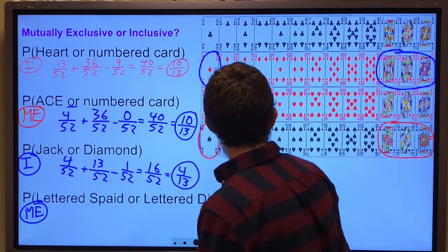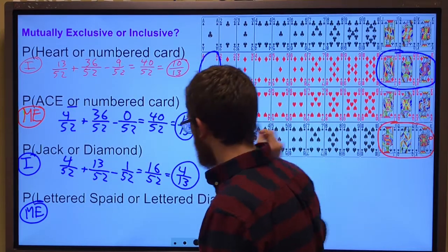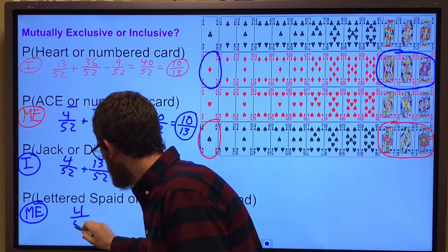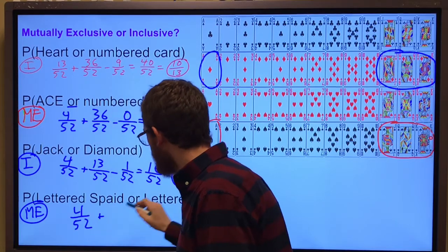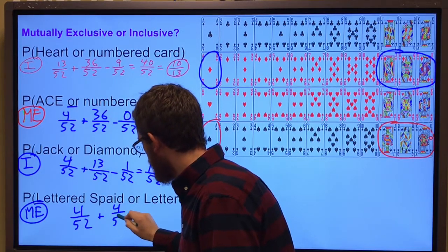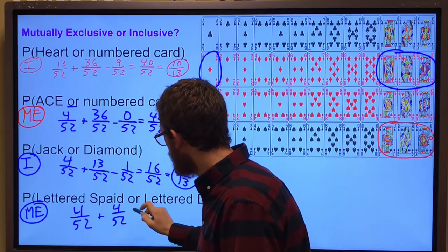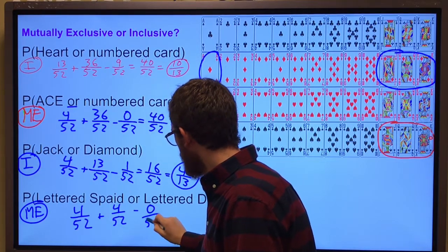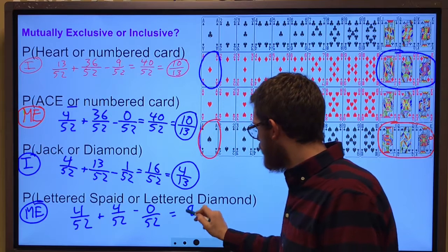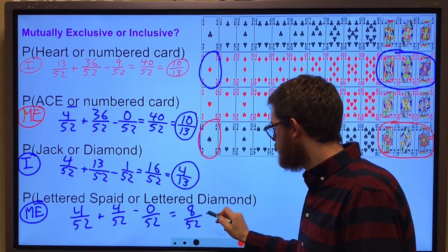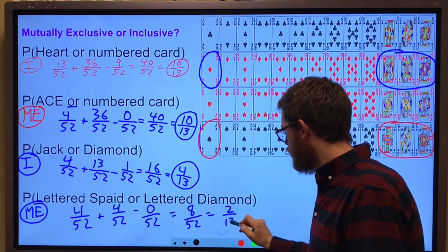Probability of getting a lettered spade, there are 4 out of 52. We add it to the probability of getting a lettered diamond, which is 4 out of 52. We subtract away the overlap. There's no overlap. And so our probability is 8 out of 52, which is 2/13.